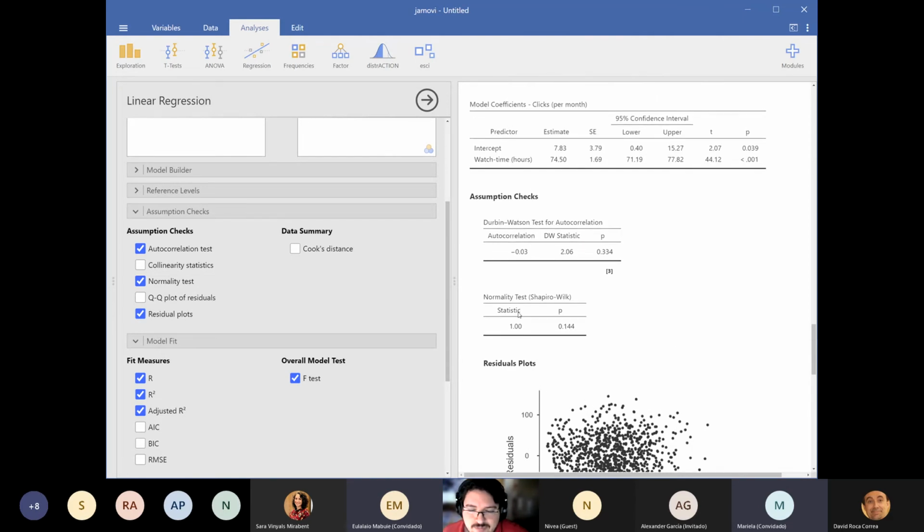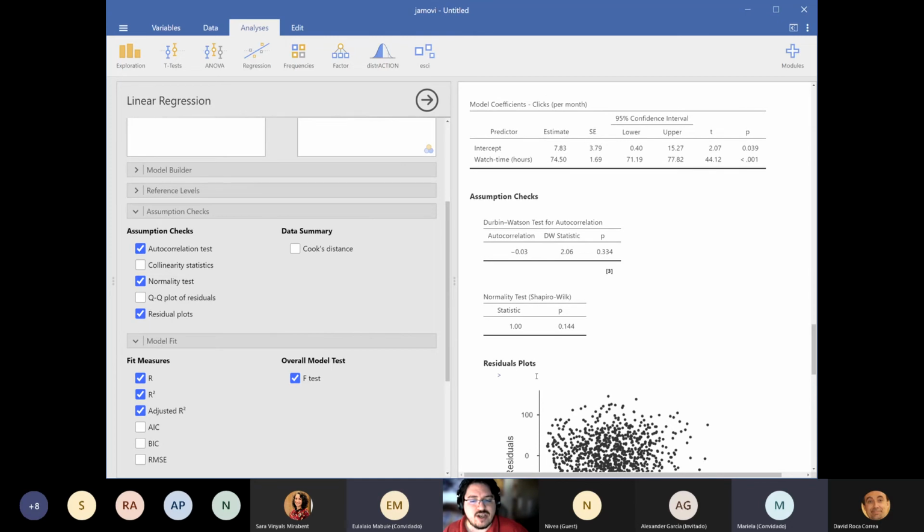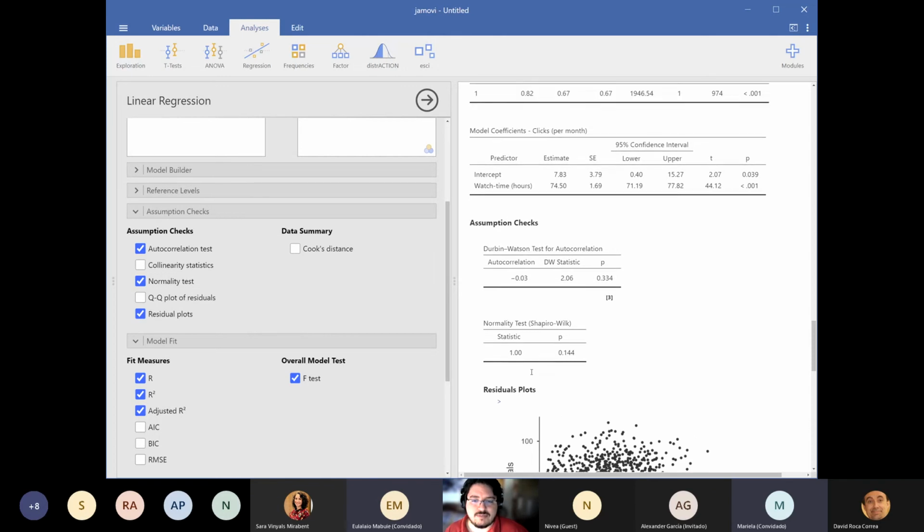Here, for the normality test, the null hypothesis is that our residuals are normally distributed, and the probability of that being true given the statistic that we observe, which is 1, is 0.14. Hence, we can't reject the idea. Therefore, we're fine because we want the residuals to be normal. Otherwise, the linear regression is not a good tool to approximate this data.